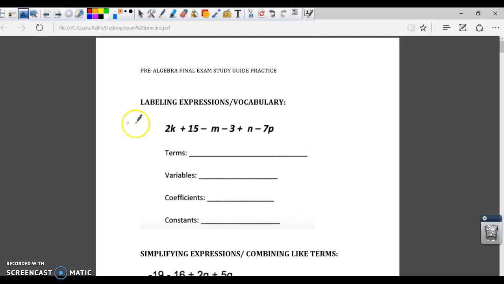Okay, our next part are the variables. How many different variables do we have, which are the letters. We have this one, this one, this one, and this one. So you have 4 different variables: K, M, N, and P.